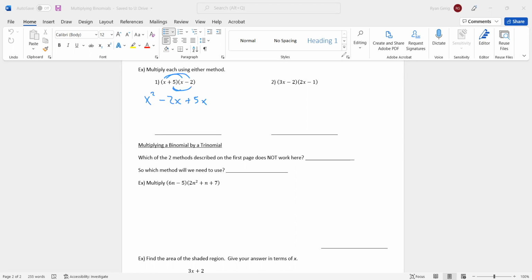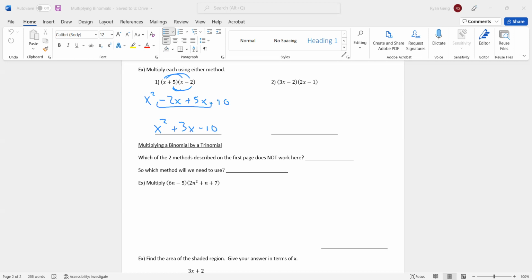For some reason, people mess up on the last terms here. And a lot of times I will see people write 3. They'll do 5 minus 2 and say 3. We're multiplying. 5 times negative 2 is negative 10. Okay. Once you've multiplied, now we add our like terms. And those middle terms are like terms. So it's x squared. Negative 2x plus 5x is 3x. And negative 10 is there.